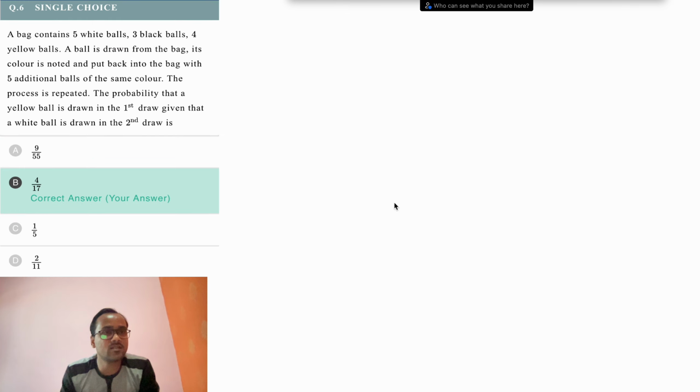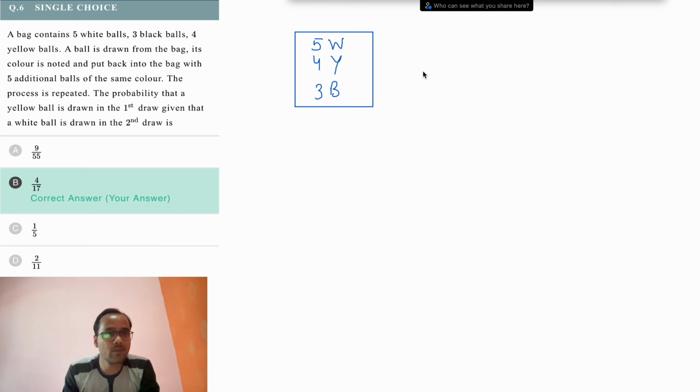Question number 6 says a bag contains 5 white balls, 3 black balls and 4 yellow balls. So let me have this bag, suppose, and in this bag there are 5 white balls, 4 yellow balls and 3 black balls. A ball is drawn from the bag. Its color is noted and put back into the bag along with 5 additional balls of the same color. The process is repeated. The probability that a yellow ball is drawn in the first draw, given that a white ball is drawn in the second draw.